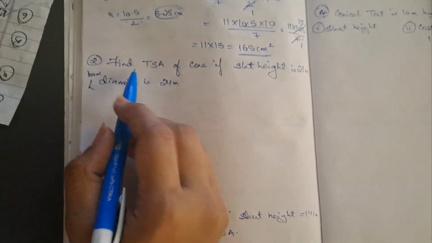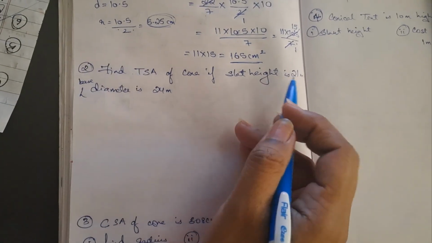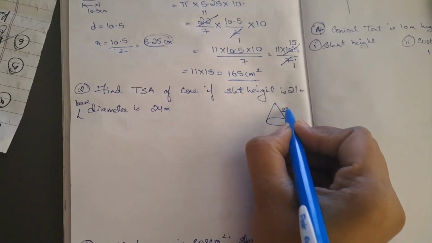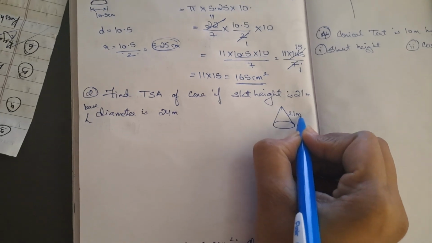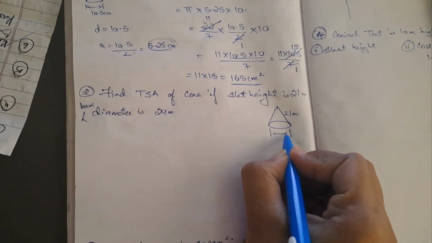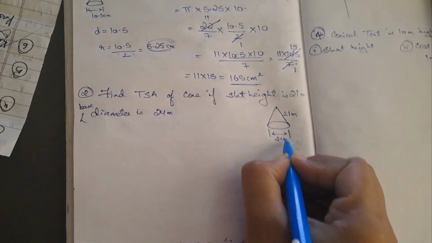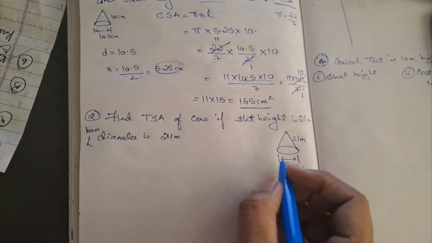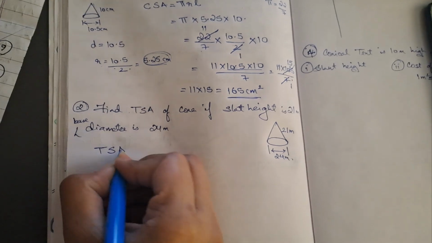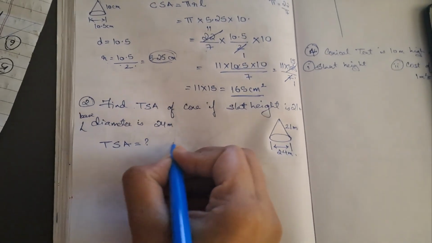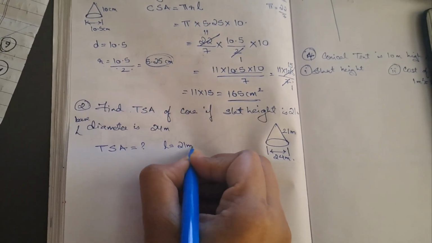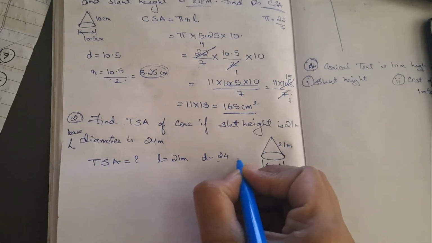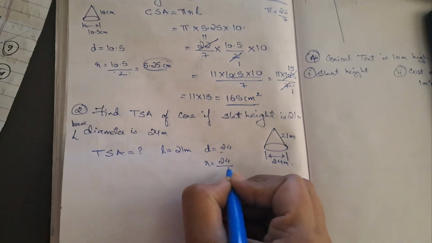The second question is: find the TSA of the cone if the slant height is 21 meters. Again, for each and every question, I'm going to draw it. 21 meters is the slant height of it, and the base diameter is given to me as 24 meters. Now going ahead, I'm going to calculate the TSA, so I write down the TSA formula, because TSA is asked. L is equal to 21 meters and the diameter is 24, so the radius becomes 24 upon 2.